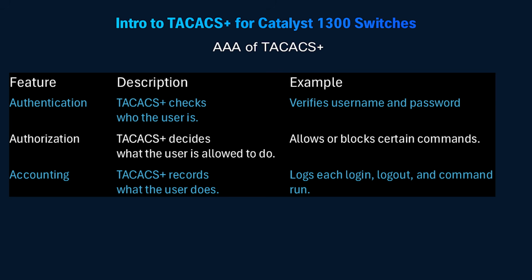The third A in AAA is accounting. Accounting keeps a log of users' activity, such as when they logged in, what commands they ran, and when they logged out. By centralizing AAA, TACACS Plus helps you keep your network secure and your management practices organized.